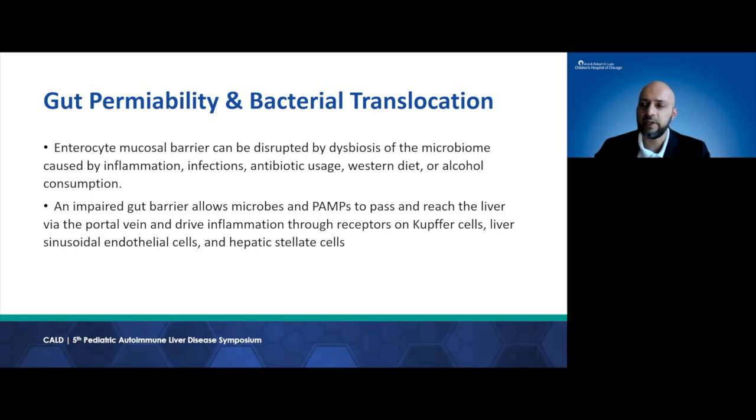Looking at gut permeability and bacterial translocation, damage to the enterocytes, which are the intestinal cells, can be caused by dysbiosis of the microbiome and can be caused by inflammation, infections, or antibiotic usage. An impaired gut barrier allows microbes and pathogen-associated molecular patterns to pass and reach the liver, causing inflammation through receptors on Kupffer cells, liver sinusoidal endothelial cells, and hepatic stellate cells.